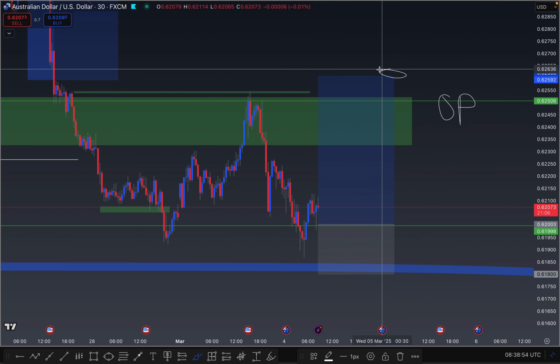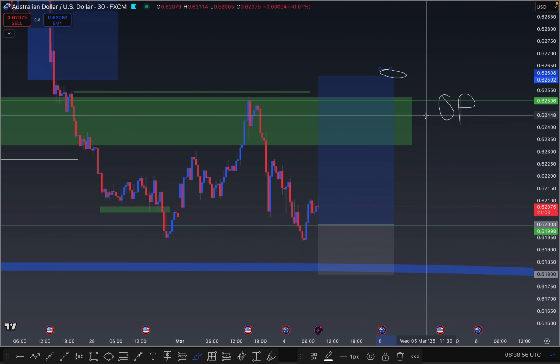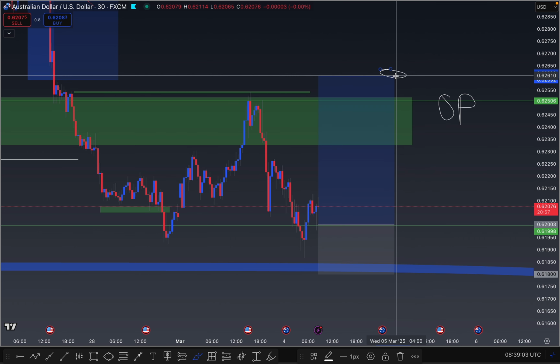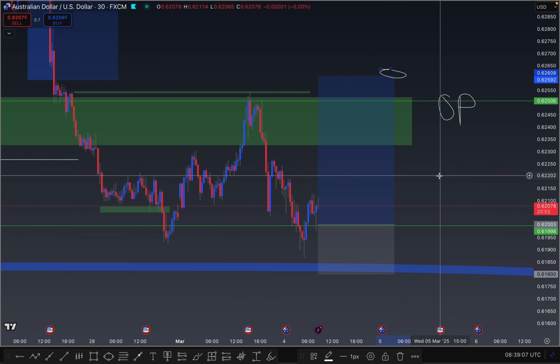Now, of course, we will be very close to our 1 to 3 risk to reward ratio. However, the system says take partials here, so I'm going to do that. And therefore partials right here, and then letting the rest run into our 1 to 3 risk to reward ratio. That's it. Let's see how this AUD USD trade goes.